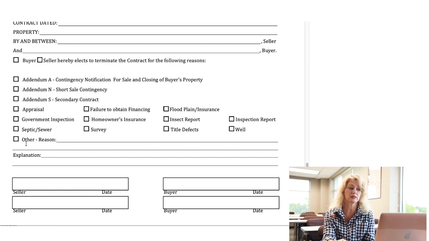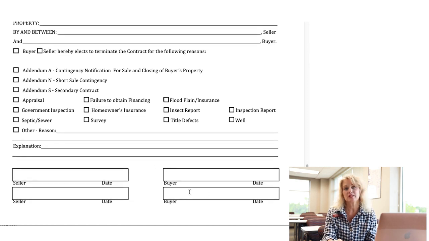Sometimes there are other reasons, such as this could be tied into failure to obtain financing, but identifying that reason: buyer was laid off from their job. They can no longer close. Another reason we've seen with the pandemic and all is that the buyer's hours have been reduced, so they are no longer approved for the financing. So you can put other reasons and then obviously provide an explanation.